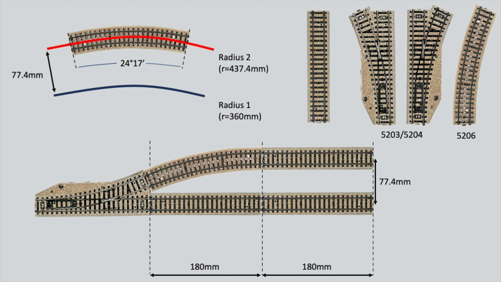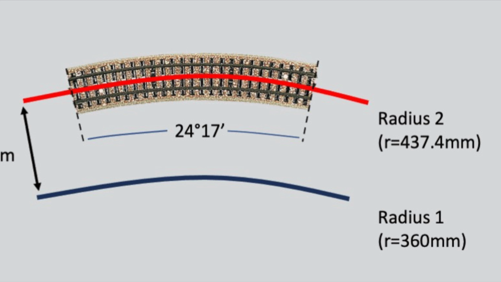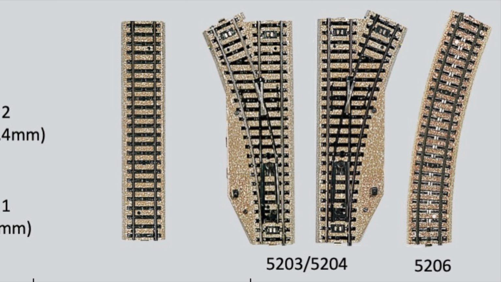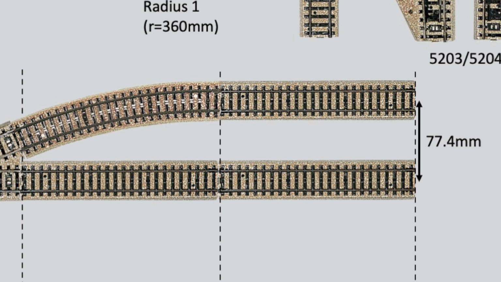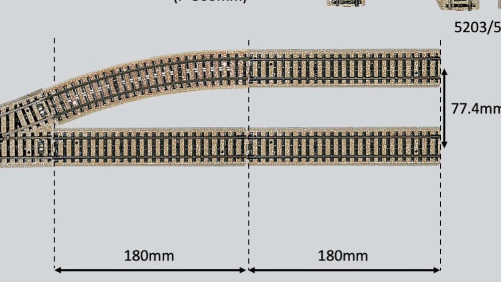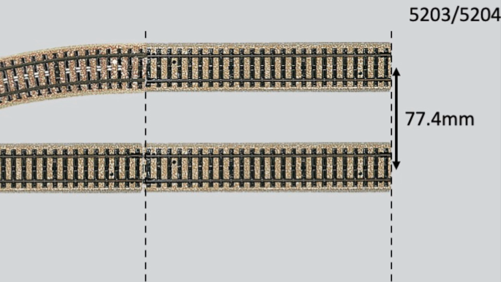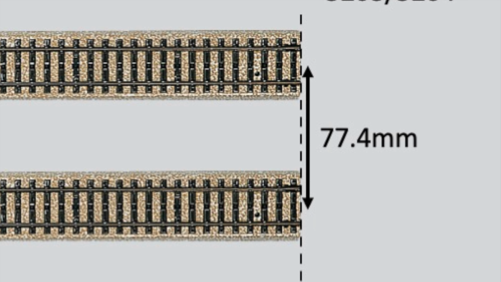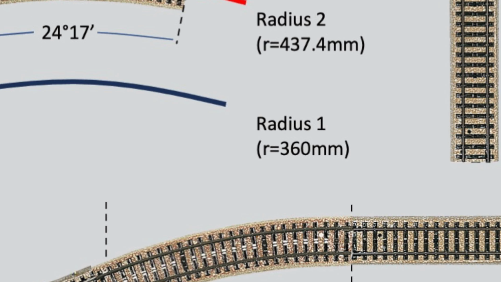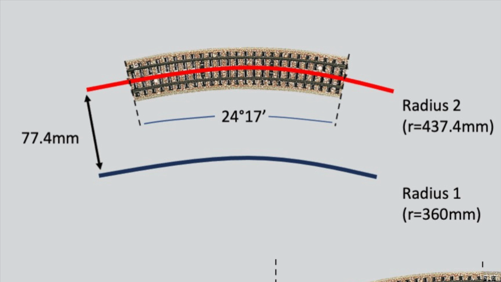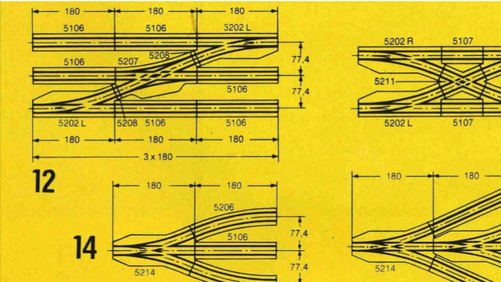To be able to create parallel tracks, the track system offers a curved section, also measuring 24 degrees 17 minutes, under reference 5206. The parallel tracks resulting from the combination of a radius 2 turnout and this curve have a spacing of 77.4 mm, measured from the center of the track. 77.4 mm happens to also be the standard spacing between radius 2 and radius 1, so you'll find this figure everywhere on track plans based on the M-track system.